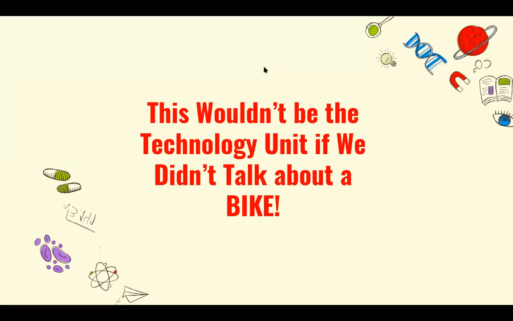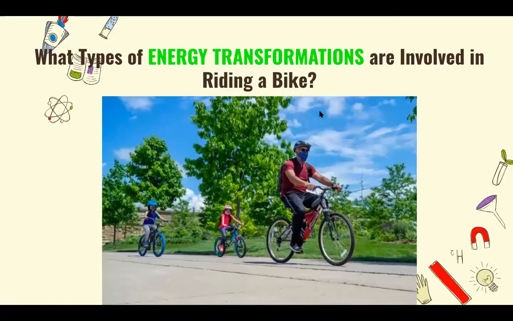Now, this would not be the technological world section if we did not talk about the bike. I'm sorry, guys, that we always talk about the bike, but it is the best technological object to explain all of these ideas around technology because there's so much going on there. There are so many different parts, there are so many things working together. So I'm sorry, but the bike is the ideal example.